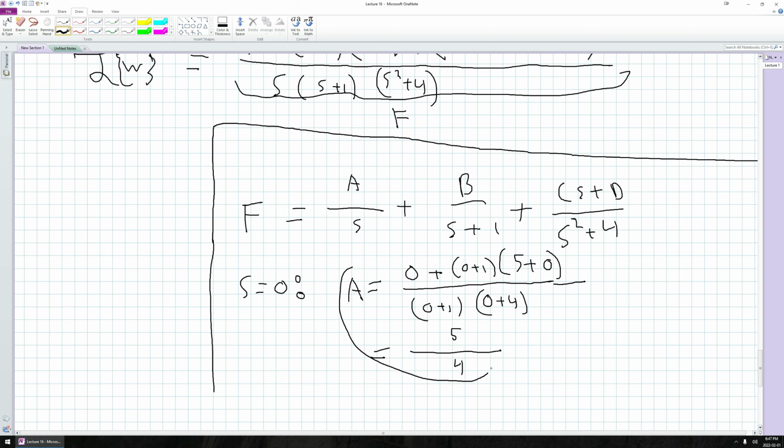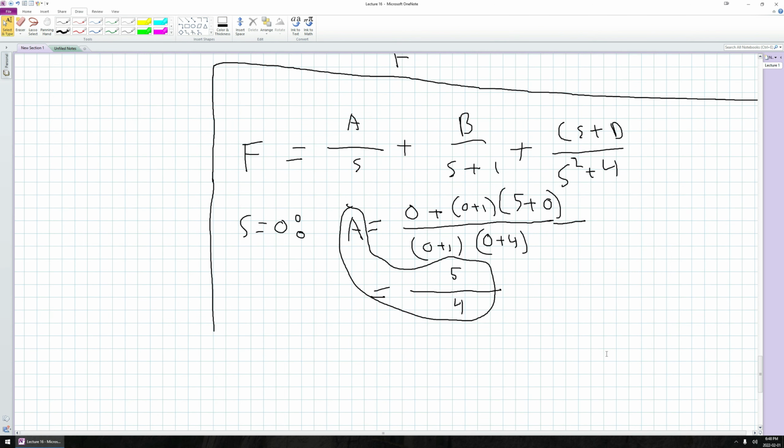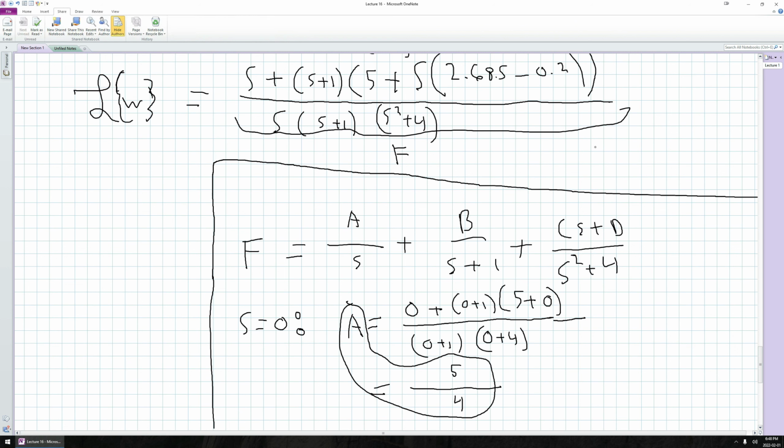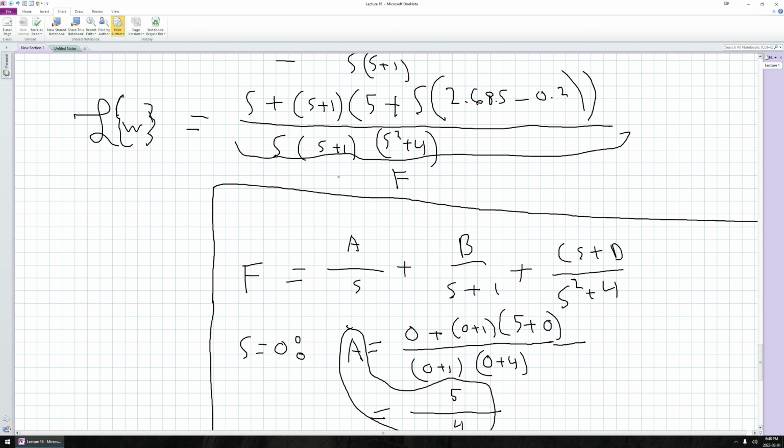Okay, so now my next goal is to make a guess for B. So what's the appropriate guess to make the B term work out well? Well, if we look at it, this is s plus 1, so if s is equal to minus 1, this term here vanishes, and via the Heaviside method, I simply take this thing here, plug in negative 1 into the top, and then plug in negative 1 into the bottom, where I ignore that s plus 1 term.